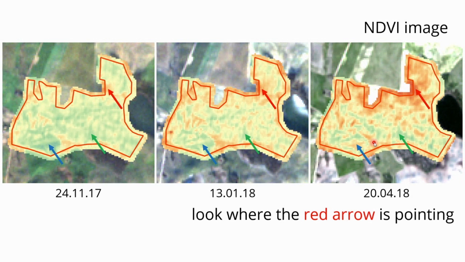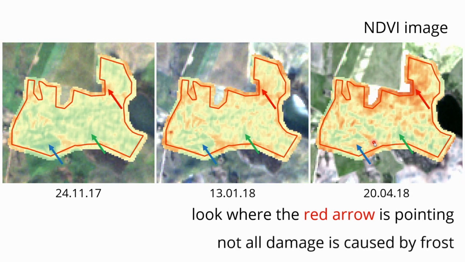So, for example, for agricultural insurance companies, we can use this image to say, okay, that was bad before. We won't pay for that. We will pay for the places that were in good condition before winter. So that's another way to use it.